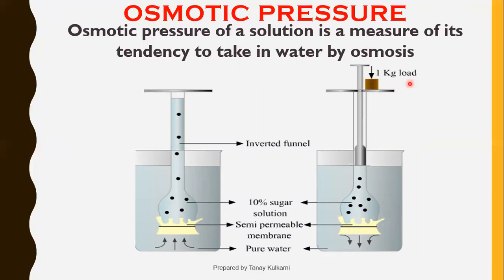So if you try to remove the load or the weight from the piston, it might happen that the piston will be rising or pushed upward because of incoming water. So therefore we can say that the osmotic pressure of a solution is a measure of its tendency to take in water. If you increase the pressure, water will not come inside. That means there will not be endosmosis. If you release the pressure, the water will come inside.